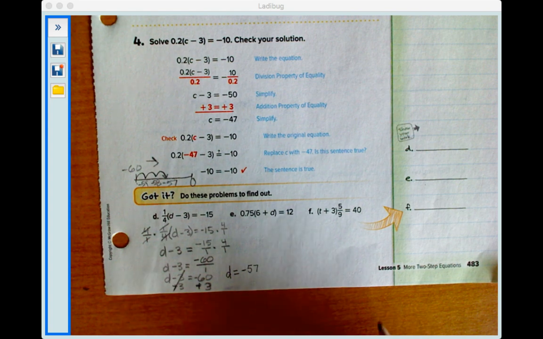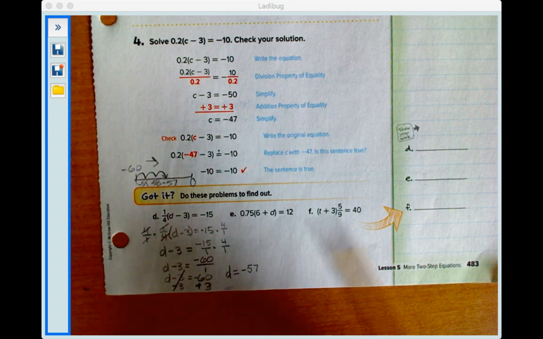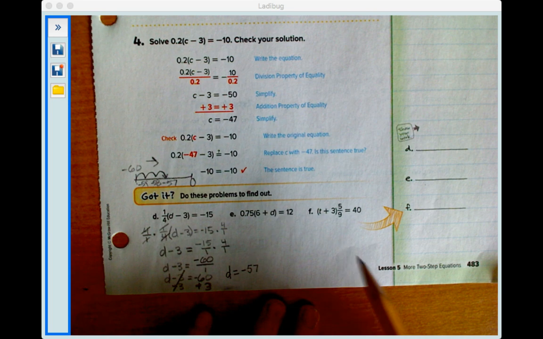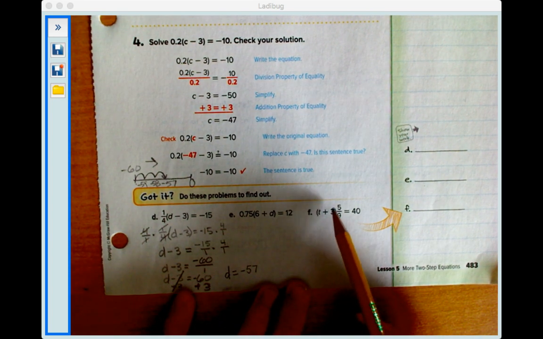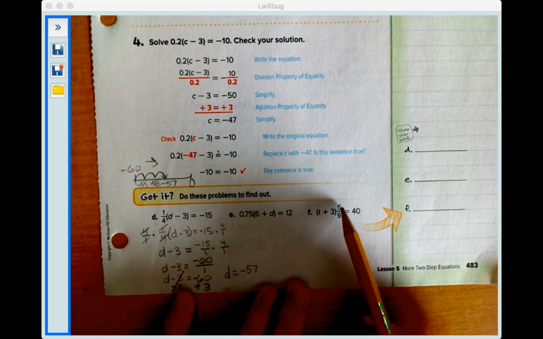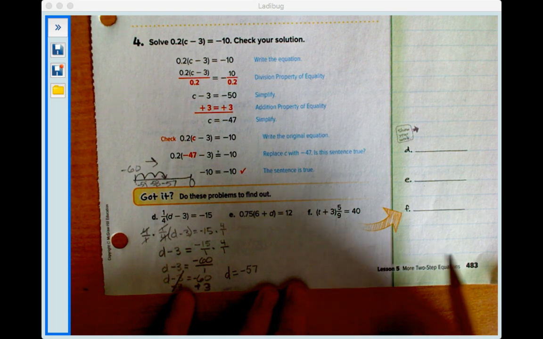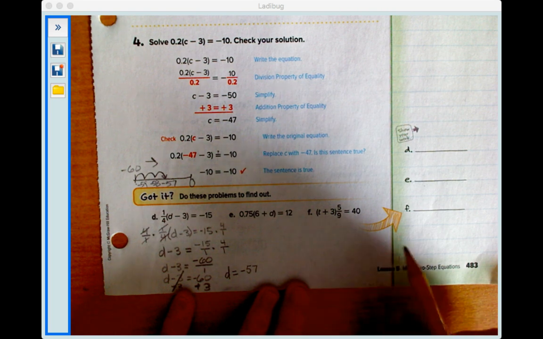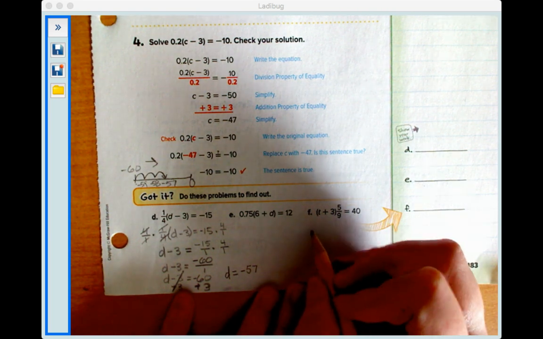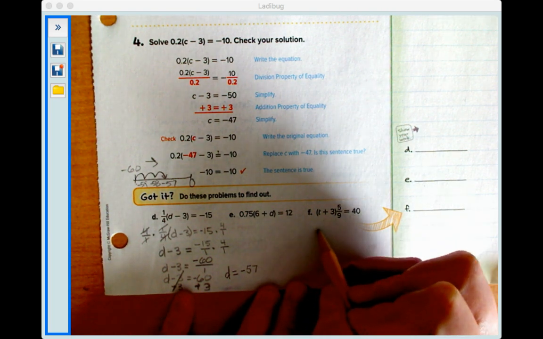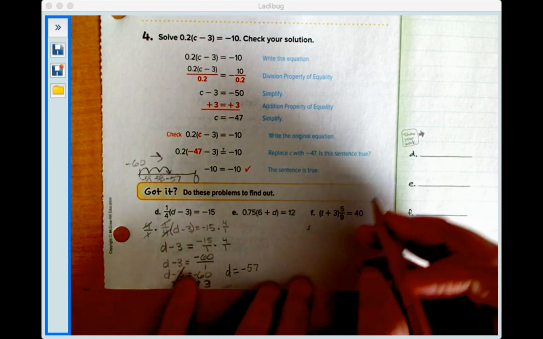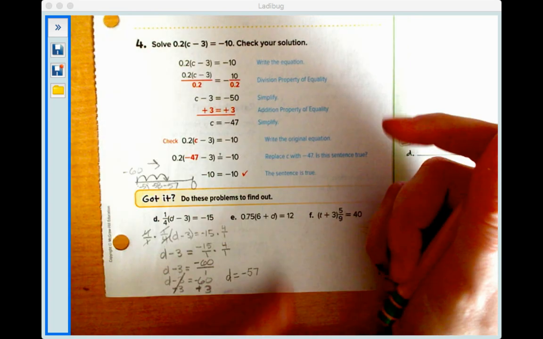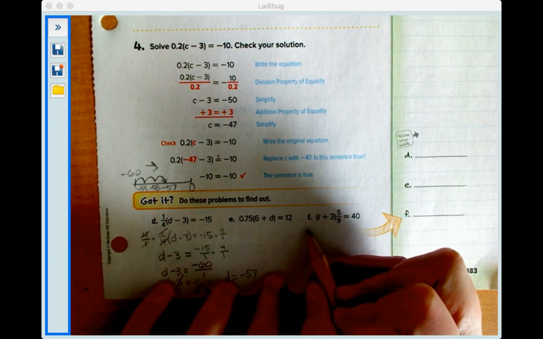Let's do letter F, and then we'll work on letter E up top. So let's do letter F now. So a group of T plus 3 times 5 divided by 9 equals 40. Now with the fraction, we need to multiply by its reciprocal to get rid of it. So what I'm going to do is I'm just going to move it and flip the problem around, because you can do that in a group and not mess it up.